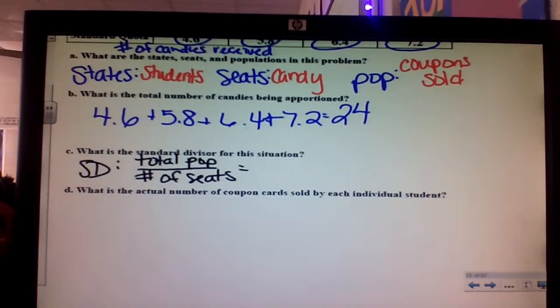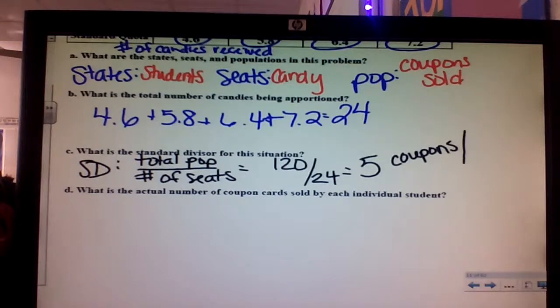Okay, so they want me to take my total population. Well, what's my population represent? Coupons sold. So how many coupons did I sell? 120. Divided by the number of seats. Well, my number of seats is how many candies I have. 24. What's my standard divisor? 5. So for every 5 coupons you sell, you get a piece of candy.